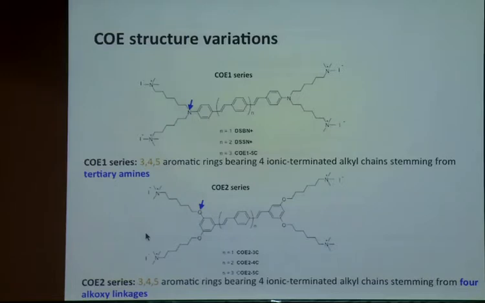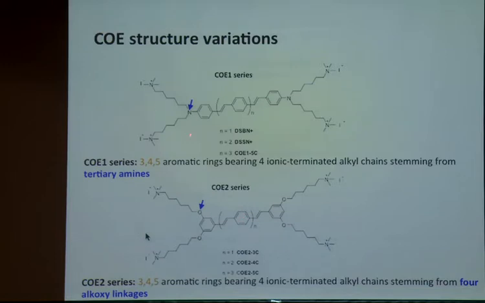Here we designed and synthesized two series of COEs, the COE1 series and the COE2 series. In each series, we have three different chain lengths, described by how many aromatic rings are in the backbone, named DSBN, DSSN, and COE1-5C in the COE1 series, and in the COE2 series named COE2-3C, 4C, and 5C.